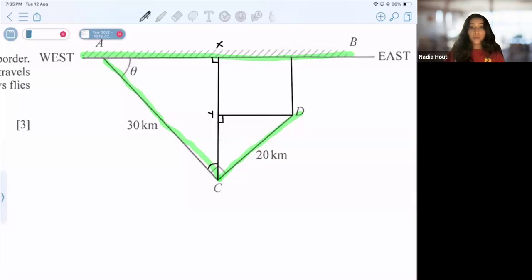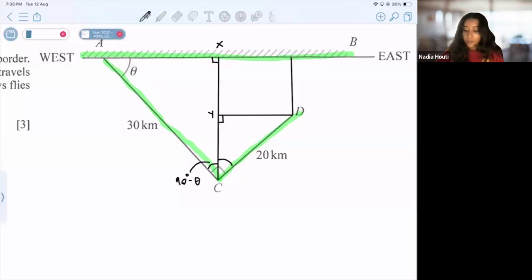We know that it will be equal to 90 degrees minus theta, right? Because we already have theta here, and you have a right angle. So the remaining angle must be 90 minus theta. This will be important later. So this is 90 minus theta.